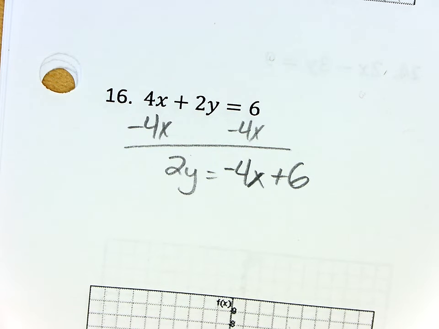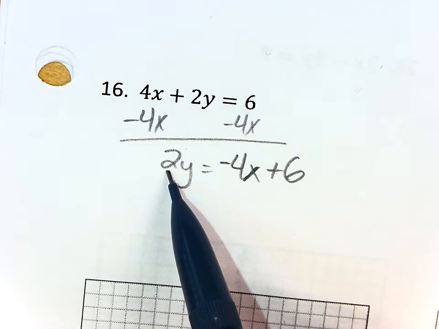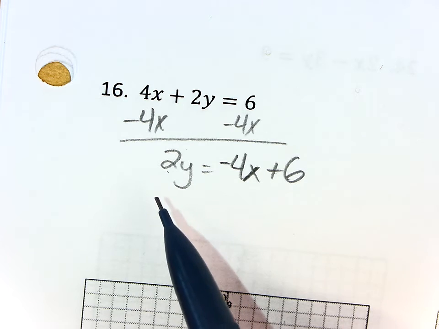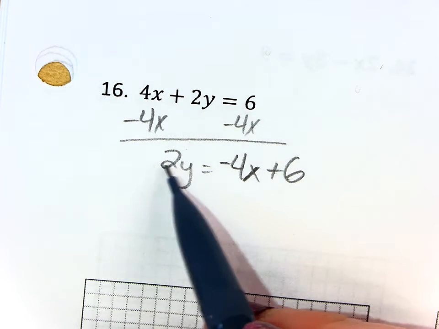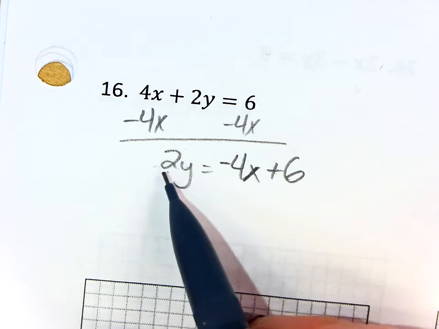I have to get the y totally by itself. It is not totally by itself. It's got this 2 dangling around. You have to get rid of it. So, since I'm multiplying 2 and y together, I want to divide by 2.